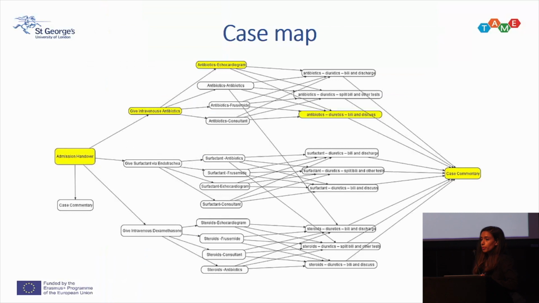So this is a case map of that case, and it's just to illustrate how the cases are structured. You can see you're starting off here, that's your first page, and you've got 3 options through the case. At the end of the case, you're provided with a case commentary, which summarizes what's happened in the case and the actual errors that were contained within it.